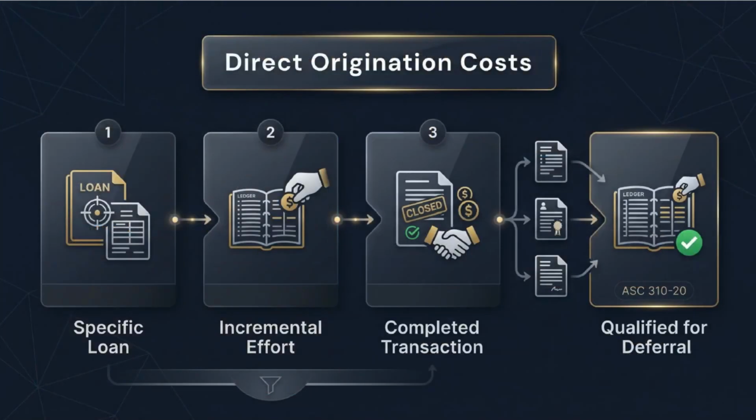Direct origination costs must pass a strict filter. The costs must relate to a specific loan, they must be incremental to the origination process, and the transaction must actually close. That is why direct borrower evaluation costs, security arrangements, collateral related costs, and direct commissions on completed deals may qualify. But the word direct really matters. A cost that helps the lending department generally is not enough. ASC 310-20 is focused on costs that would not have been incurred without that specific completed loan.